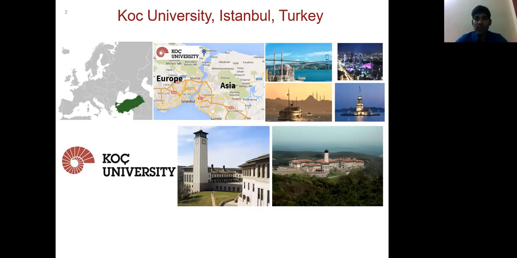Koç University is placed in Istanbul, and Istanbul is strategically located between Europe and Asia. Istanbul is on both sides, half in Asia and half in Europe, and Koç University is located in the European part of Istanbul. Because of its strategic location, you can see that there is a lot of tourism available. A lot of tourists and businessmen come to this place every year. Due to this reason and this connectivity through the world, it is more prone to the COVID-19 disease.